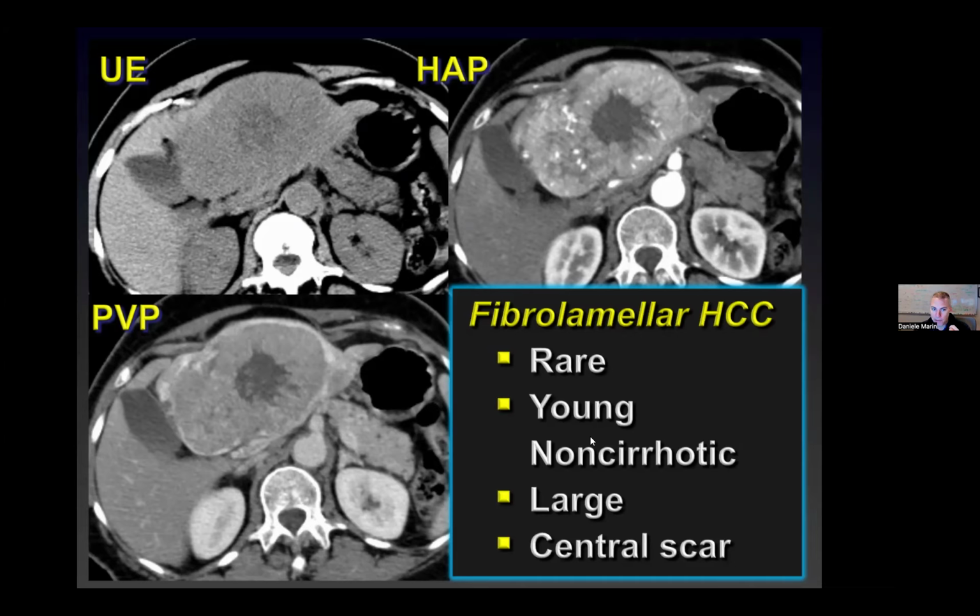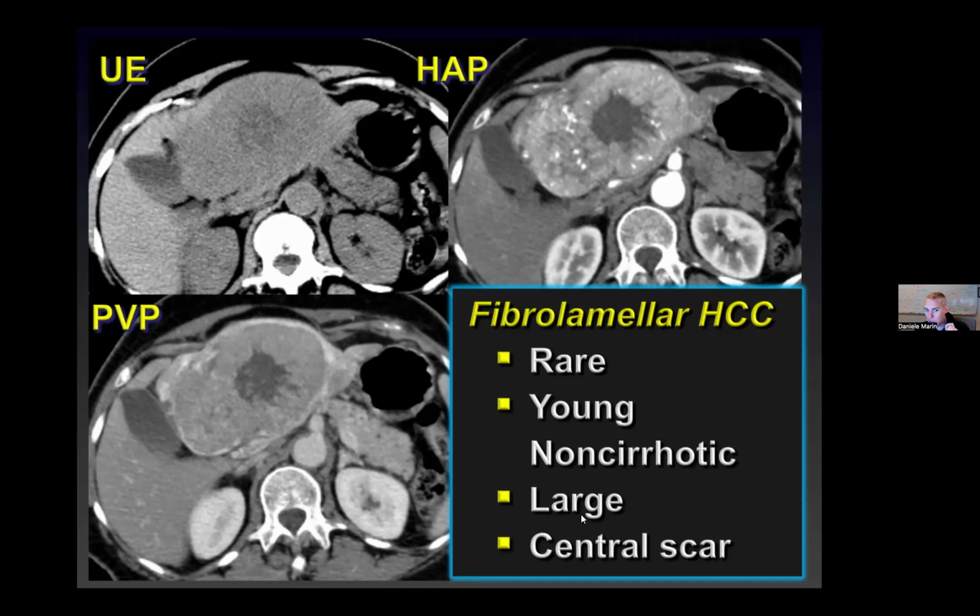And the other important finding is that these lesions typically have a central scar. So you have a large, hypervascular lesion in a young patient without history of cirrhosis with a central scar. Very often, these lesions get confused for focal nodular hyperplasia, just because of the clinical context. But these are actually malignant lesions with high risk for metastatic disease. So it's very important that we make a confident diagnosis.